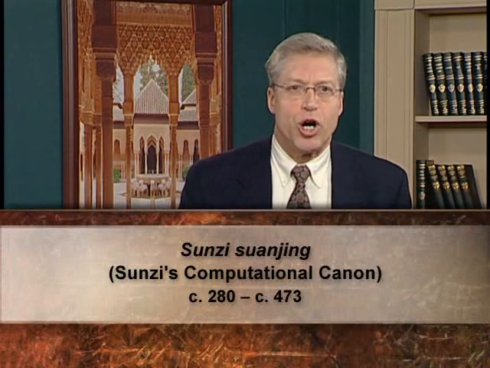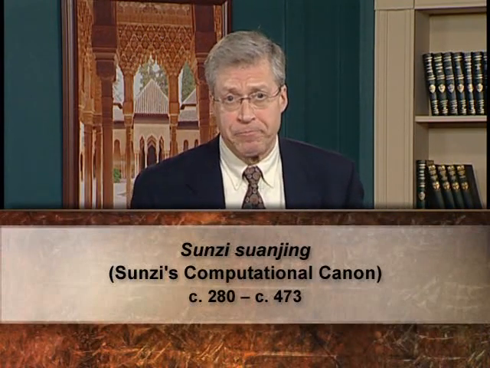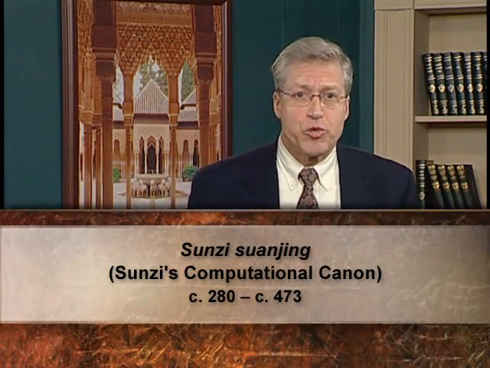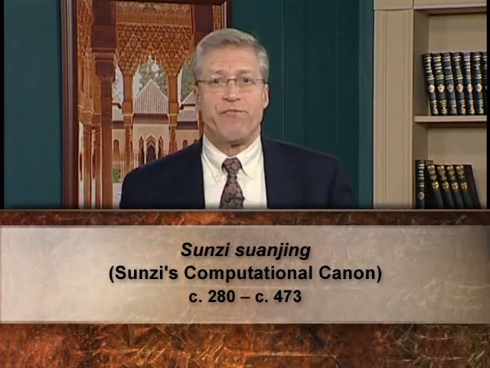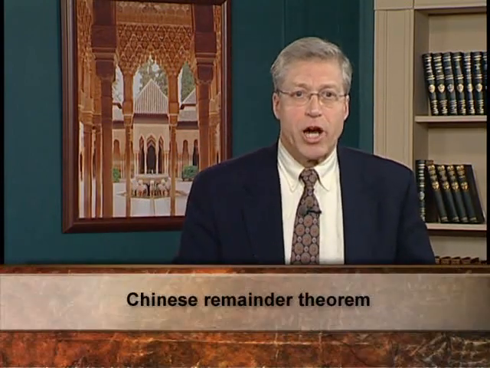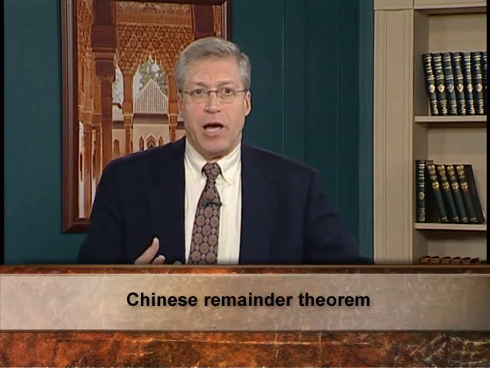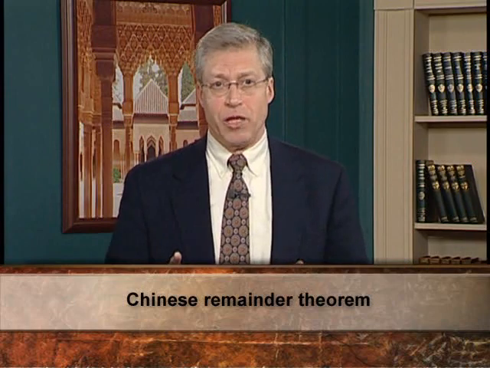And the first time that we see this is in a work called Sun Si Xuanqing, or Sun Si's Computational Canon. We don't know exactly when it was written, sometime between 280 AD and 473 AD. But what it does is to provide a method for finding out when different cycles are going to line up. It's something that today we call the Chinese remainder theorem. And the actual example that is given in the Sun Si Xuanqing is the following.